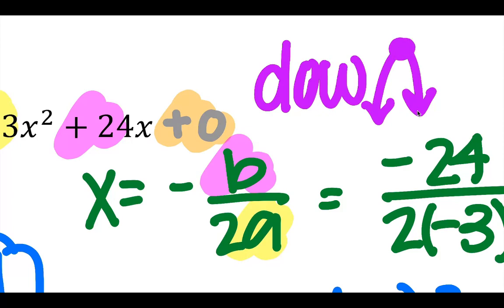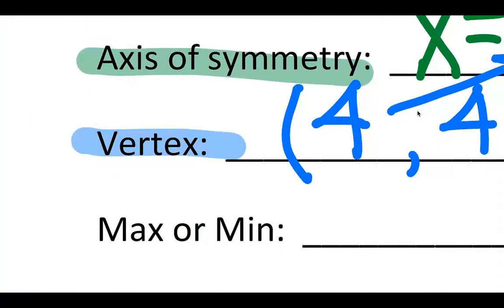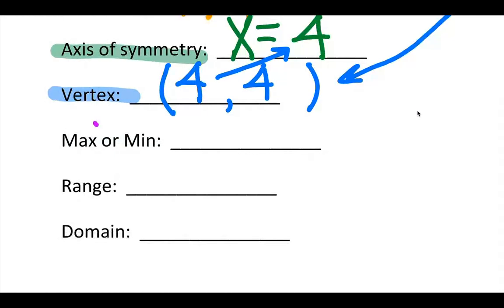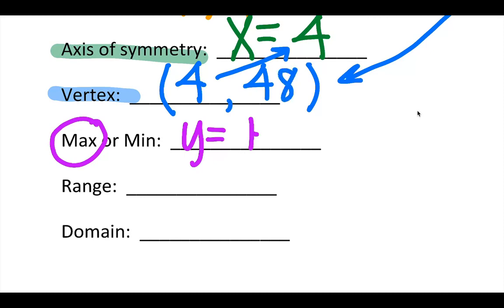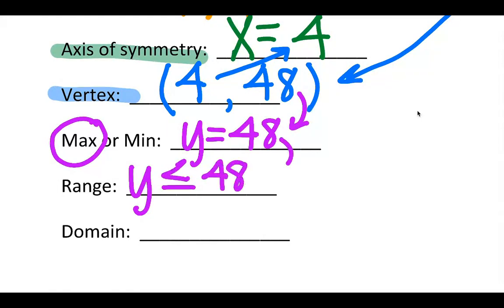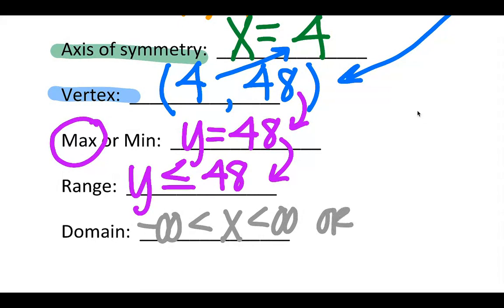Facing down. So that means that it is going to be a maximum. My vertex is the highest point now at y equals, oops, that was supposed to be 48, wasn't it? Okay, at y equals 48. Range, since it's a max this time, everything has to be less than or equal to that 48. Again, using that same 48. Domain is always, always, always negative infinity to positive infinity, or all real numbers.